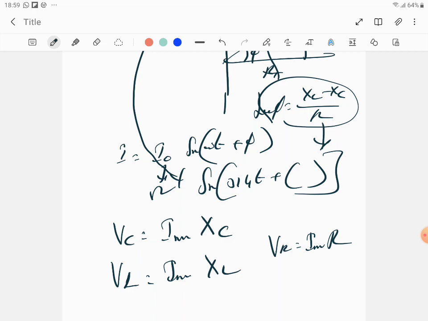I_rms into I effective into X_L. Correct? Yes, so just multiply that and you'll get that. What is the next question? Construct a vector diagram for these voltages. So they are asking for a phasor diagram.